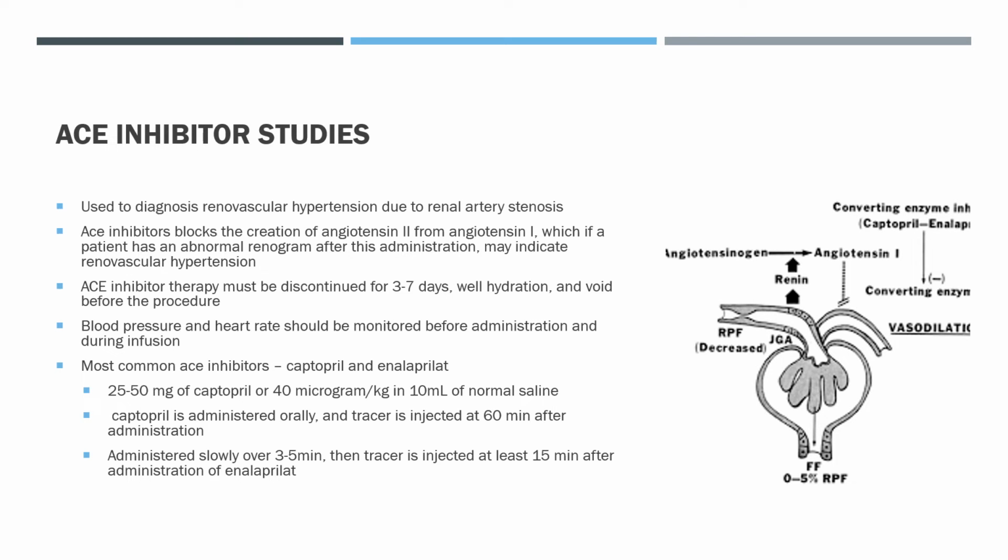Now we get on to ACE inhibitor studies. I included an image of the physiology behind ACE inhibitors. These studies are used to diagnose renal vascular hypertension due to renal artery stenosis. Basically, ACE inhibitors block the creation of angiotensin II from angiotensin I, which, if a patient has an abnormal renogram from this study, may indicate this renal vascular hypertension.